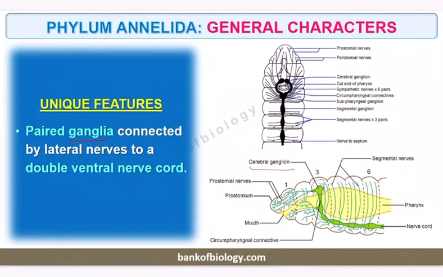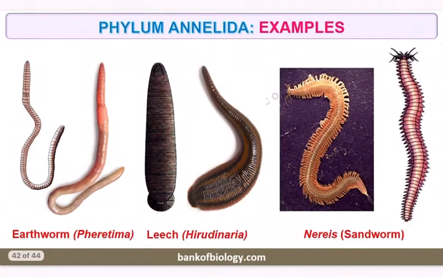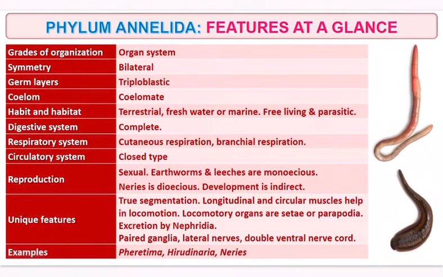And there is presence of paired ganglia. Ganglia means group of nerve cells, and these are connected by lateral nerves to a double ventral nerve cord. So there is a presence of cerebral ganglia. You can see here. There is presence of nerves, prostomial nerves. There is presence of segmental nerves. So there is a very long nerve cord. So these are the indications that animals are getting evolved. So there's a clue that in future nervous system is going to be evolved.